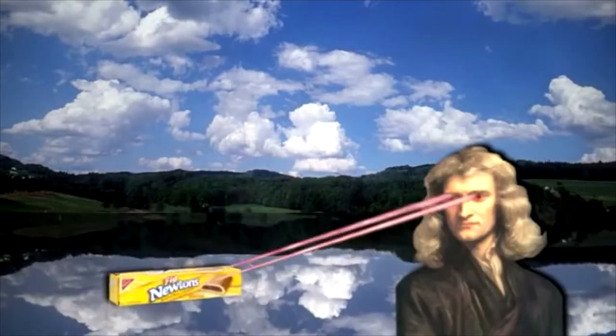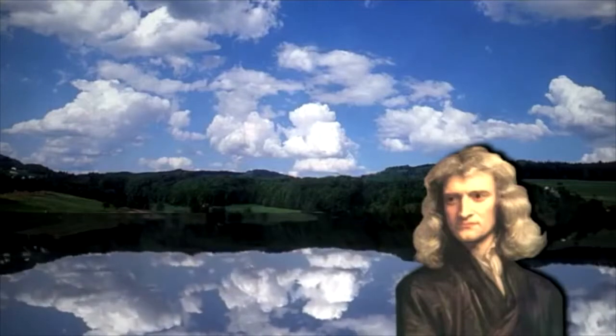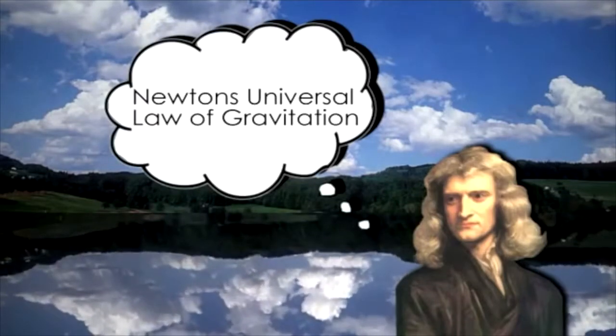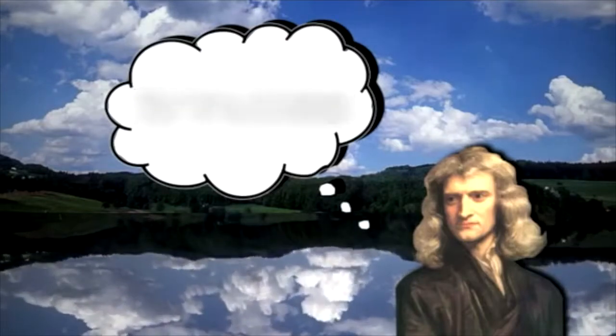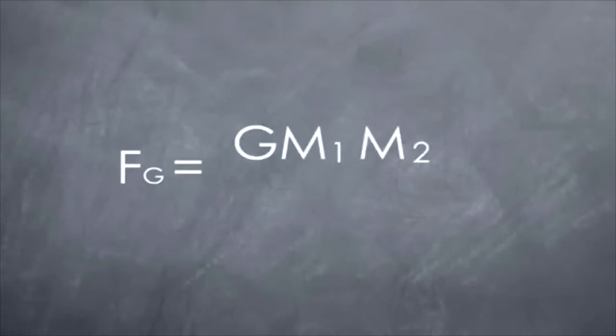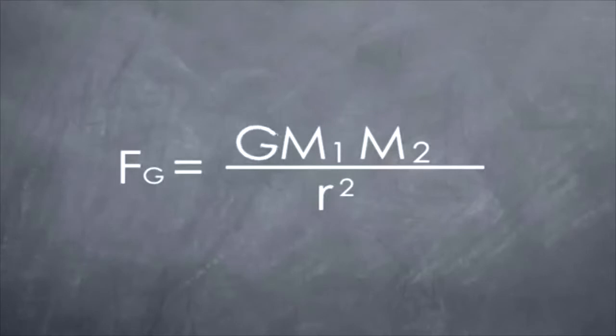Sir Isaac Newton mathematically modeled this relationship, which is referred to as Newton's universal law of gravitation. Newton's universal law of gravitation states that the force of gravity between two objects is equal to the universal gravitational constant times the mass of each object, all divided by the square of the distance between the two objects. G represents the universal gravitational constant. M1 and M2 are the masses of the two objects. R is the straight line distance between the centers of the two objects.